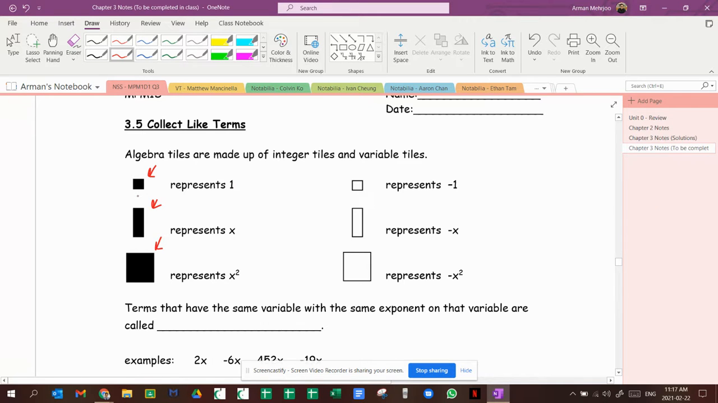So for example, this small square here would be positive 1. This rectangle here would be positive x. And this bigger square would be positive x squared. If they're not filled in, they're just the negative version of the positive ones.